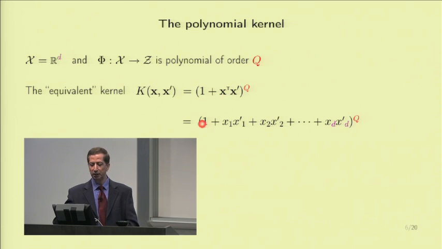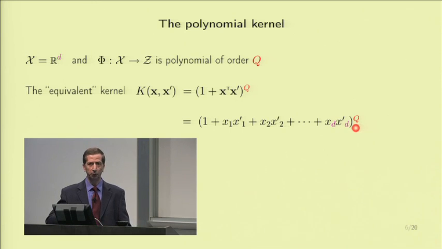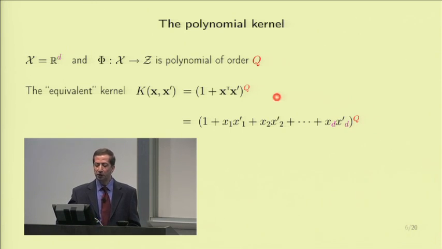Now I have d dimensions, so I have d of these terms corresponding to each other, and then multiply them, raised to the power q. How much computation does it take you to do this? I have d multiplications here. That's the dimensionality of the X space. And then I need to raise it to the power q. Whether q is 10 or 100 or a million, it's the same complexity.